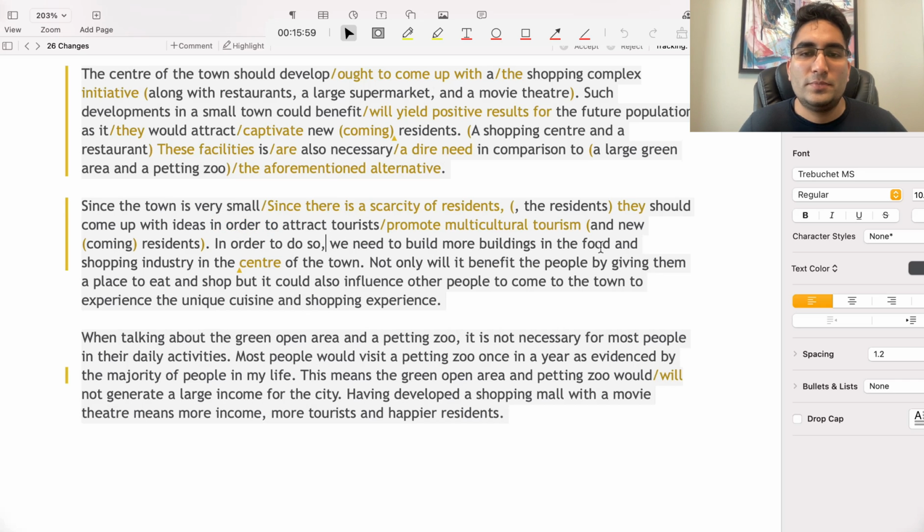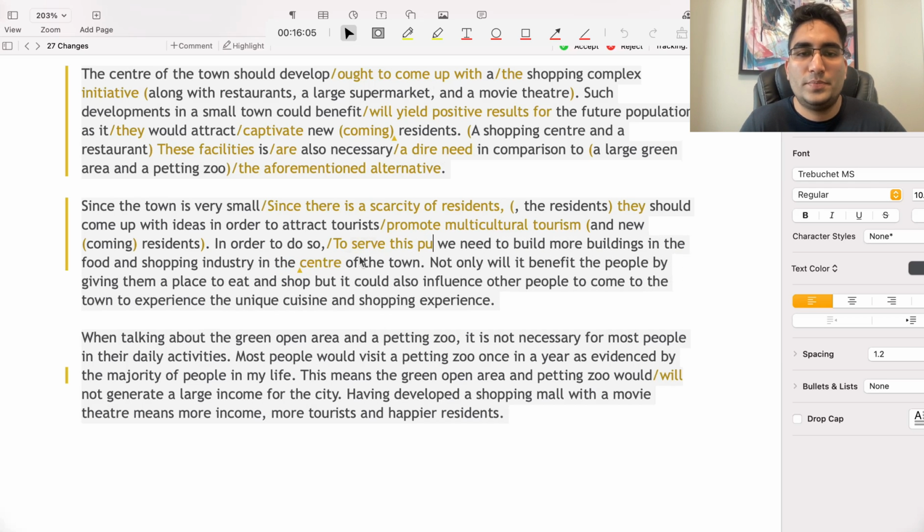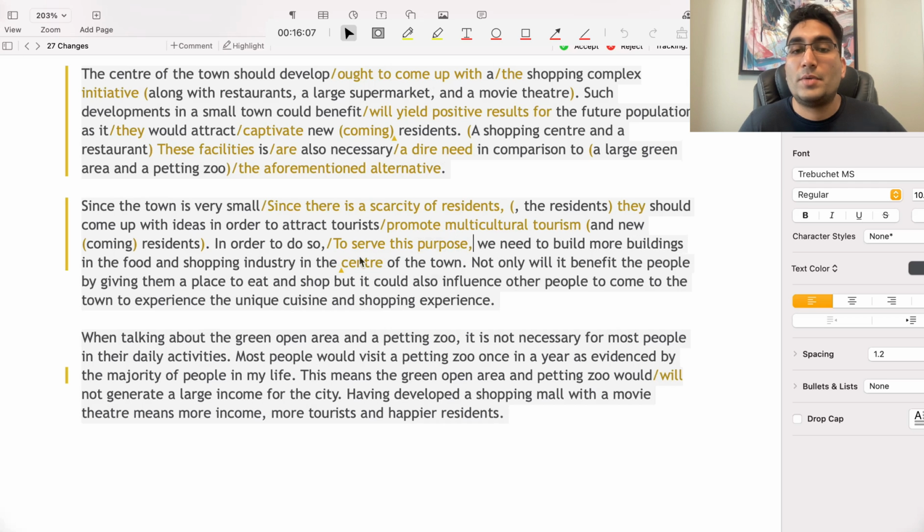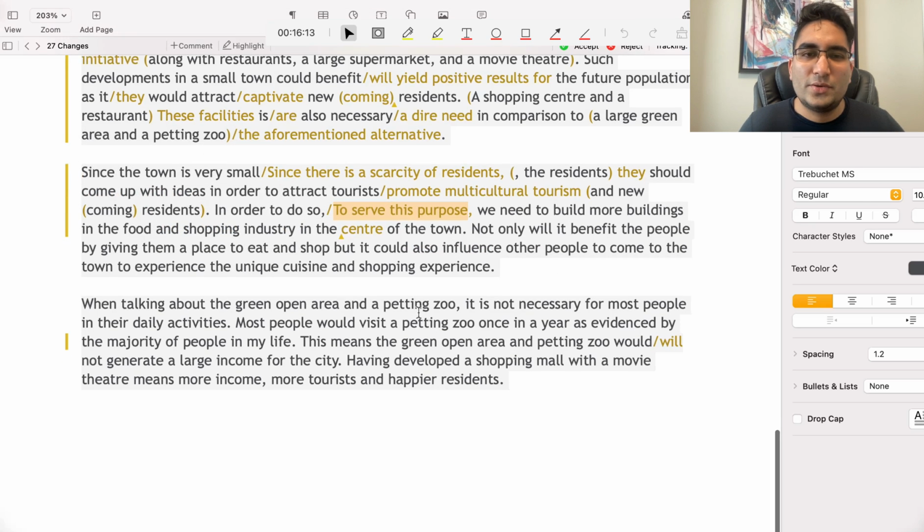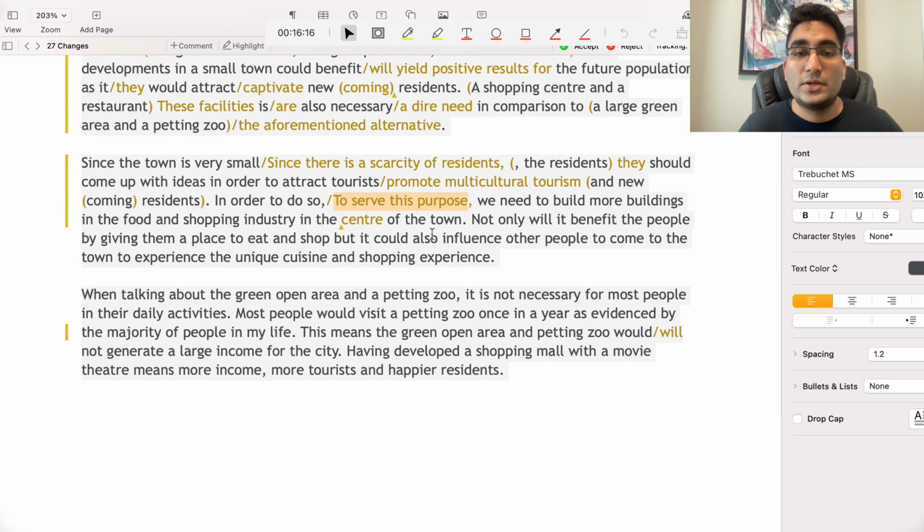Let's see. We need to build buildings. In order to do so, we need to build buildings. All right, so let's say to serve this purpose, comma. Okay, different way to say it. Maybe it's unique. I don't know. I use it a lot, but it looks good here. To serve this purpose, we need to. Now we need to, we ought to, we should. Let's change it completely.